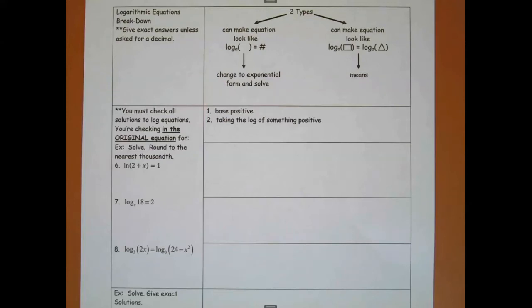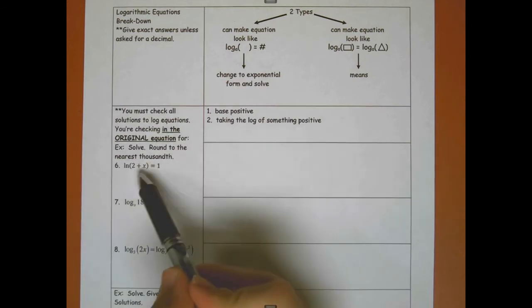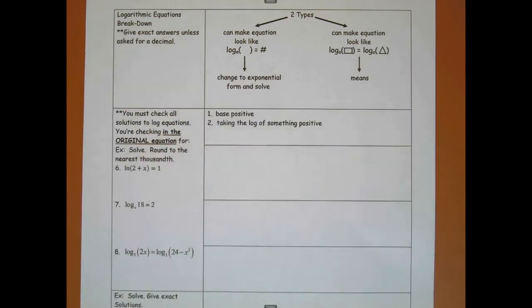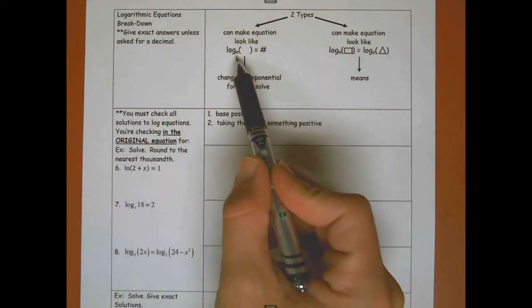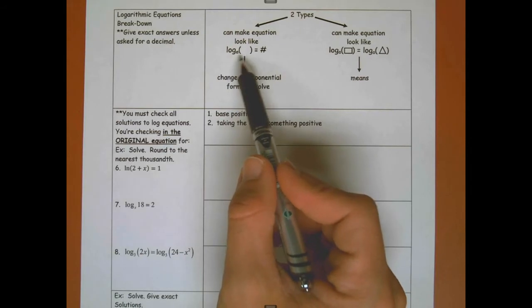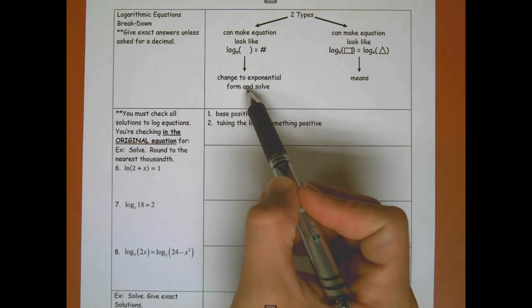In this video, we're going to look at log equations, which are equations that have a variable inside a log function or a natural log function. We are going to look at two different types of log equations. One is if you can write the equation by combining all the logs. So get the log by itself, combine all the logs. And if that's the case, we're going to change it to exponential form.